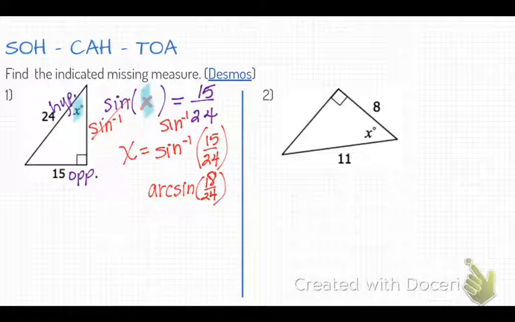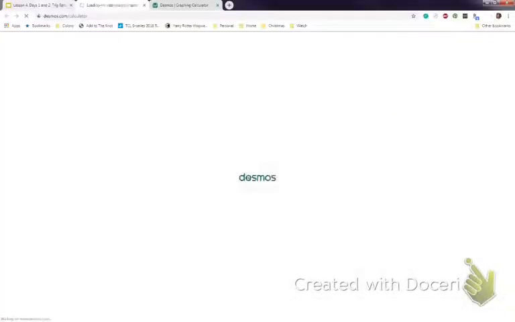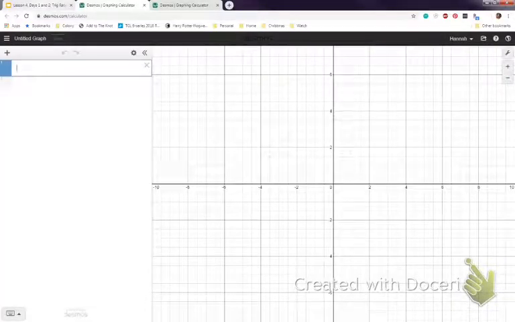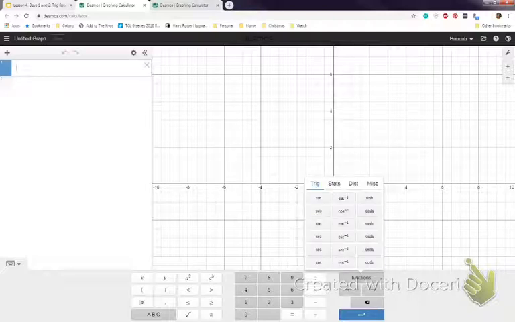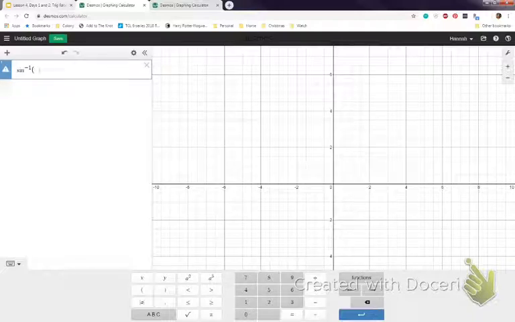Okay, so there's a couple ways you can do it. First is you can type sine, then shift 6, -1, because that gives me an exponent. The next way I can do it is I can come to my keyboard. You see I have my keyboard down here? I can click my functions. Which function do I need? Sine inverse. And what was my number? 15 over 24? Okay. I can do 15 divided by 24.